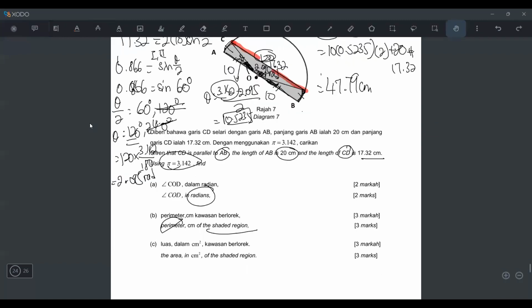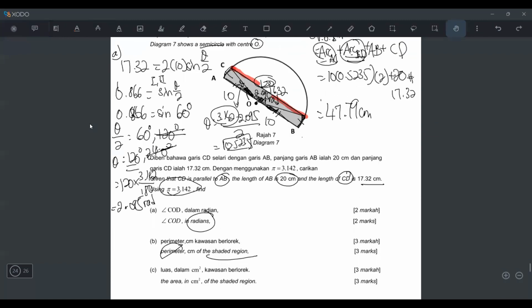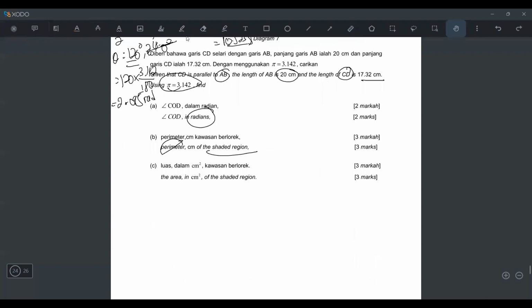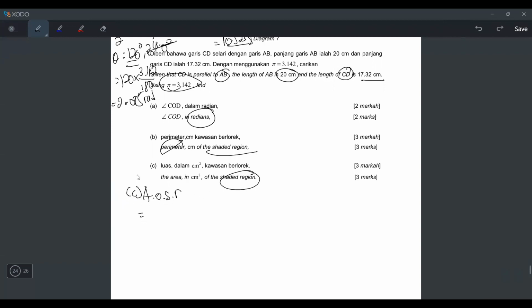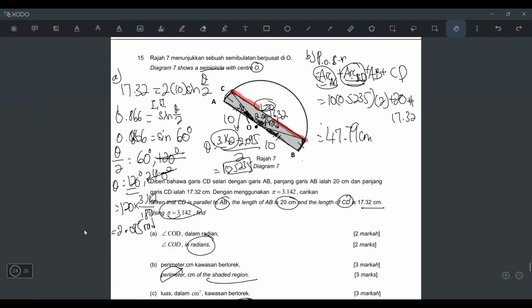And then we are done with this video. So the C question, I think I have to do down here. I don't have enough space already. So soalan C, they ask you to find area of shaded region. AOSR. But of course, in exam, you write full, don't write in short form. So area of shaded region, where is it?